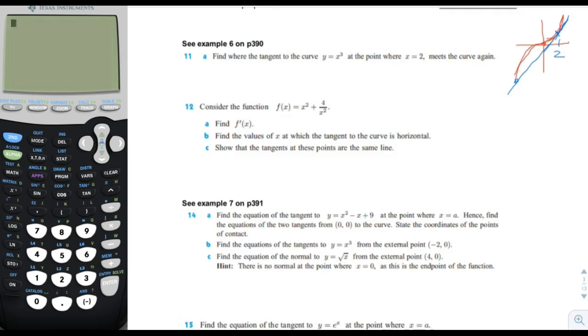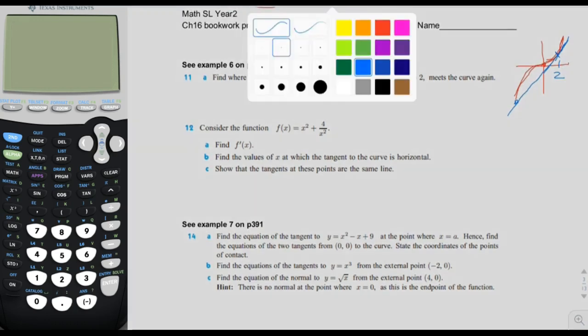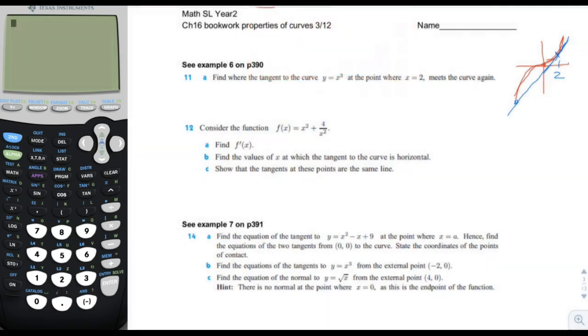Okay, so the first thing we need to do is find the equation for the tangent of the curve. And the hardest thing to find is the gradient. So let's find the gradient of this blue line. To find the gradient, we take the derivative of y equals x cubed. We get y equals 3x squared.